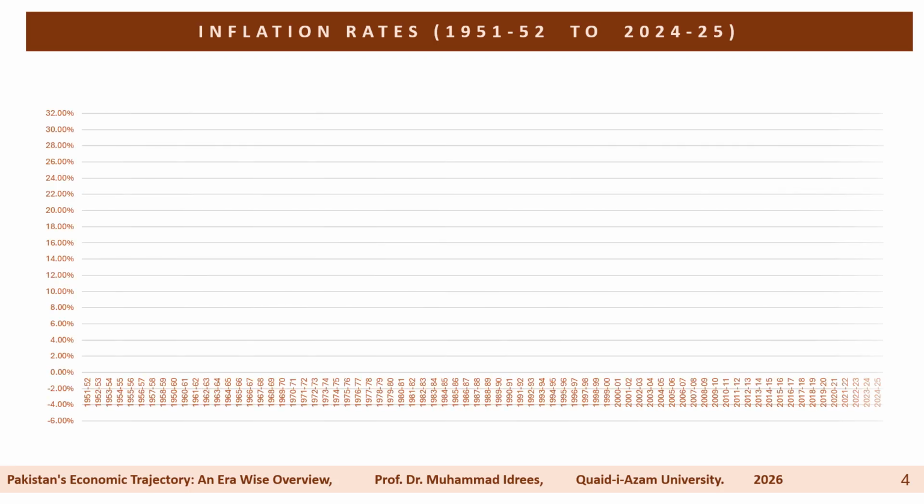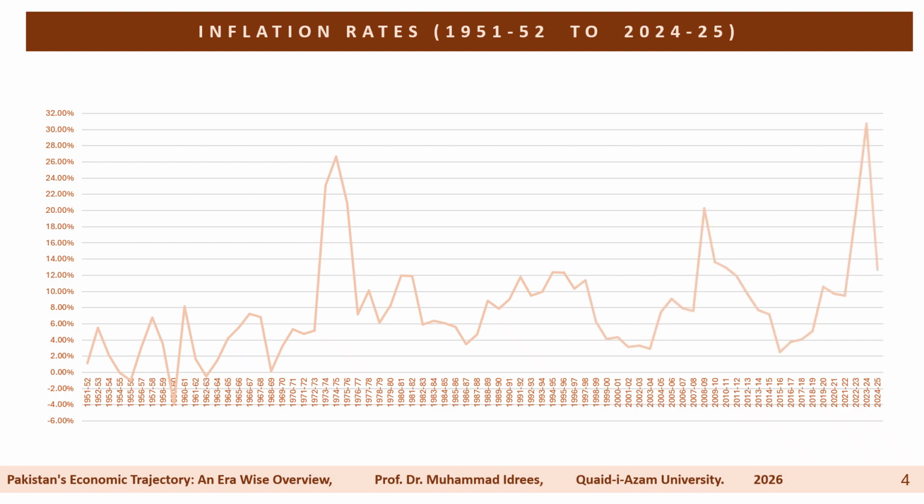1951-52 to 2024-25. Now, this graph is again telling us that we don't have any systematic pattern in inflation rates. In general, it seems that inflation rates in Pakistan are on the increasing side, but it's easy to say that the inflation rates in Pakistan kept on fluctuating during the entire period.